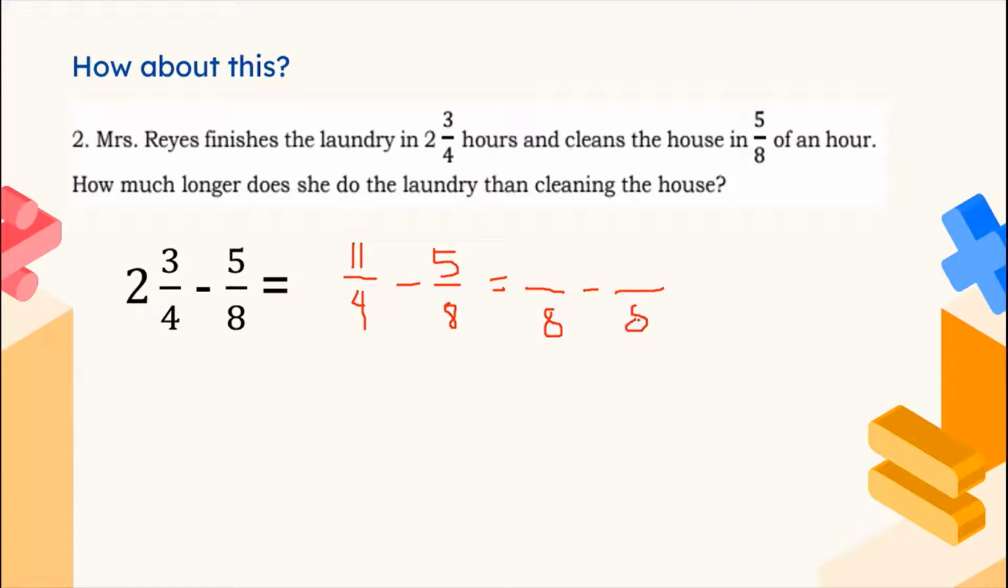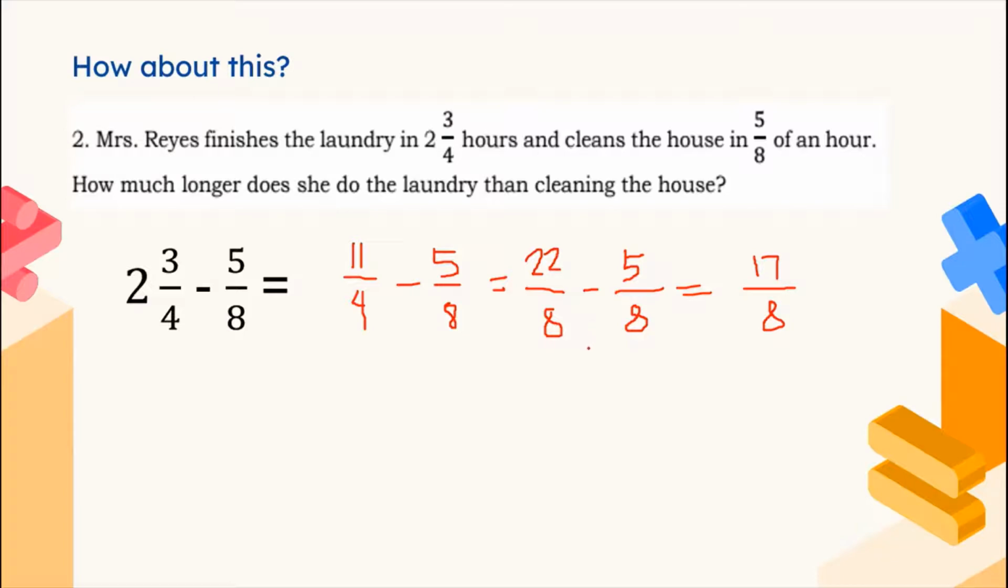So let us now divide. 8 divided by 4, it's 2. 2 times 11, that is 22. Let's go to the next fraction. 8 divided by 8 is 1. 1 times 5, it's still 5. Okay, now let us subtract. Copy the denominator 8 and 22 minus 5, the answer for this is 17.